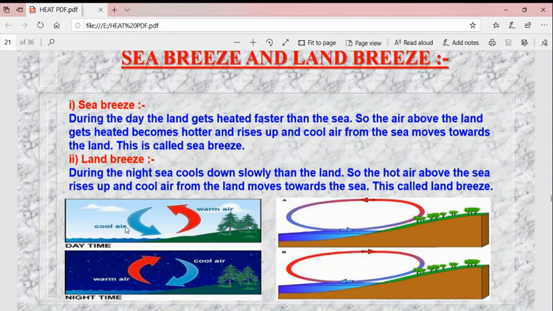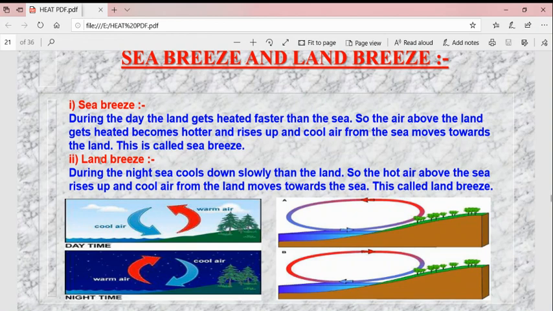So the air above the sea remains relatively cool. Here the air above the sea is cool. And this cool air above the sea surface moves towards the land to fill the space emptied by the warm air. So this cool air will be moving towards the land, and this flow of cool air from the sea towards the land is called sea breeze. Here you can see how it is circulating throughout the day.